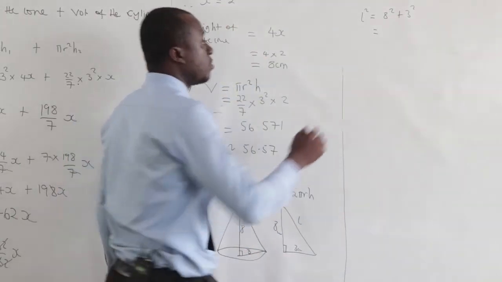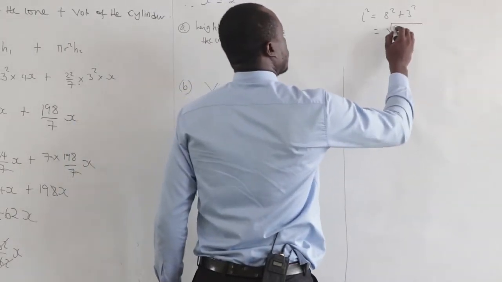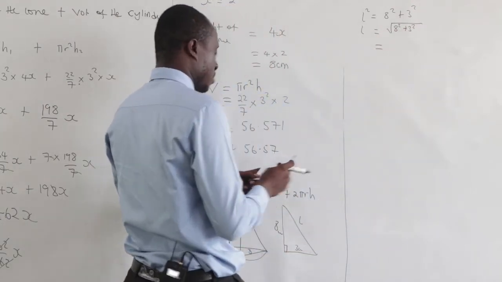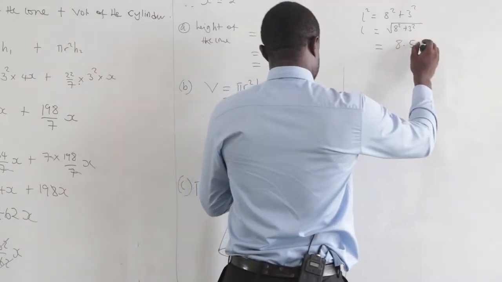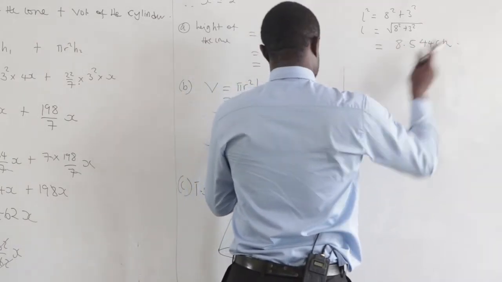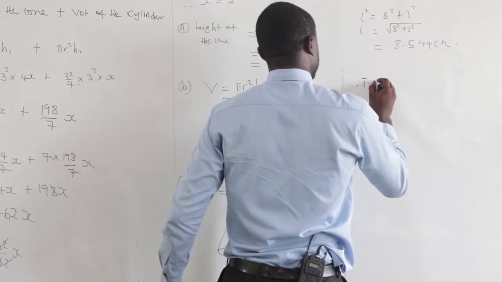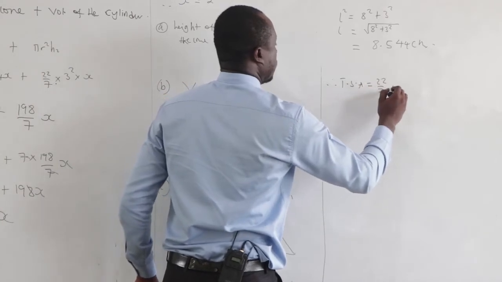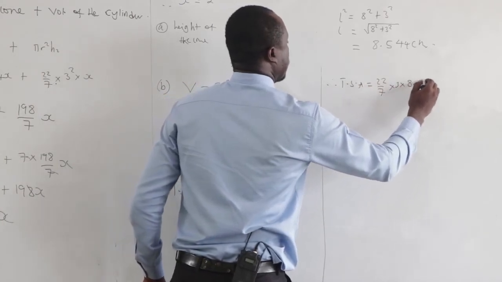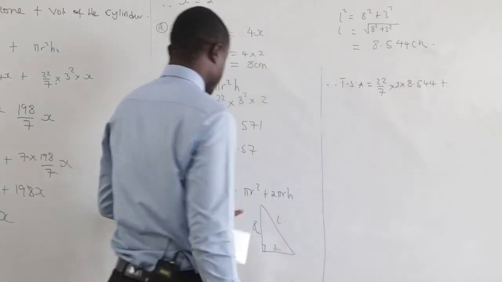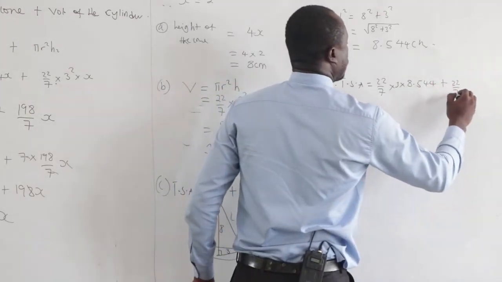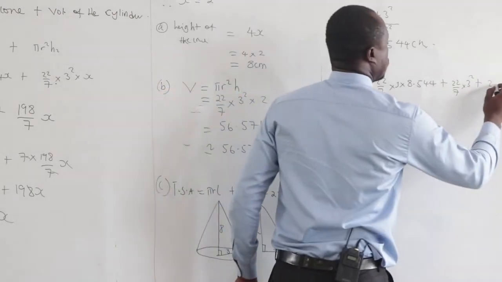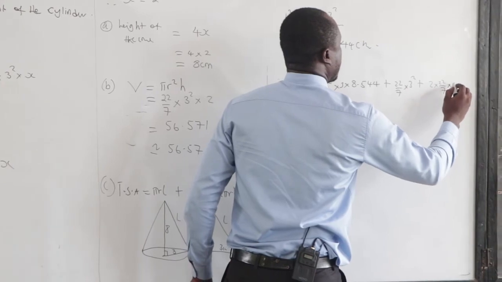Square will now change to what? Square root. So we have the square root of 8 squared plus 3 squared. That's our l. And clearly, using the calculator, we have 8.544 centimeters. Therefore, our total surface area, pi r l, pi, 22 over 7, radius is 3, the l is 8.544, plus pi r squared, pi, 22 over 7, r is 3 squared. Then plus 2 pi r h. So 2 pi, 22 over 7, r is 3.